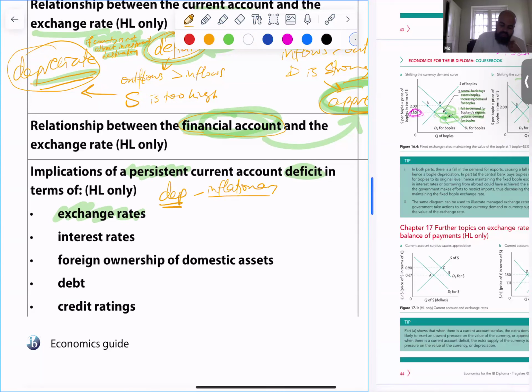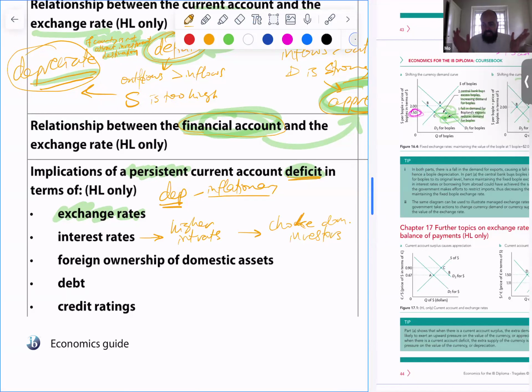This is number one. Interest rates. If there's a persistent current account deficit, the central bank may raise interest rates. Higher interest rates attract more foreign investment, but they choke domestic investors. It's contractionary monetary policy, so it actually limits domestic investment and consumption. There's an increase in foreign ownership of domestic assets because you're trying to borrow more from overseas to finance that deficit. Therefore there's an increase in debt, which might lead to a lower credit rating.